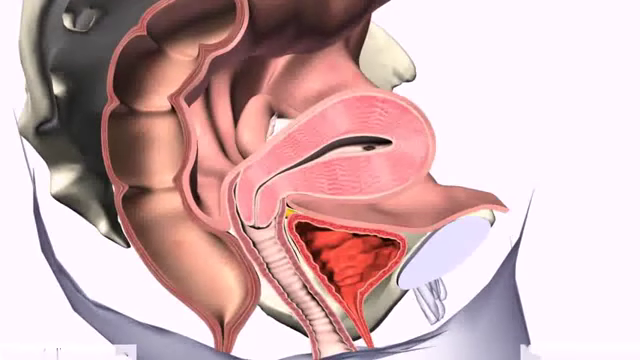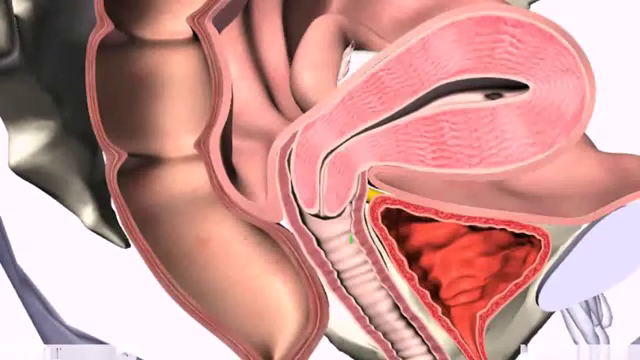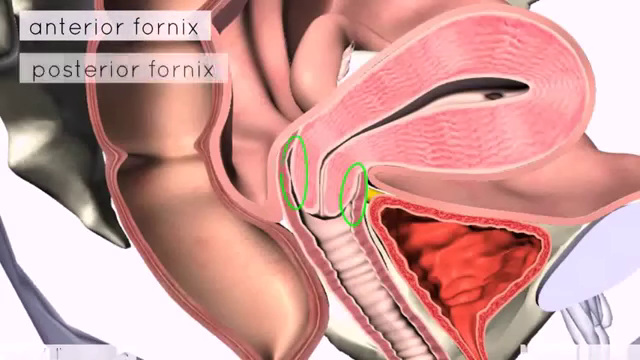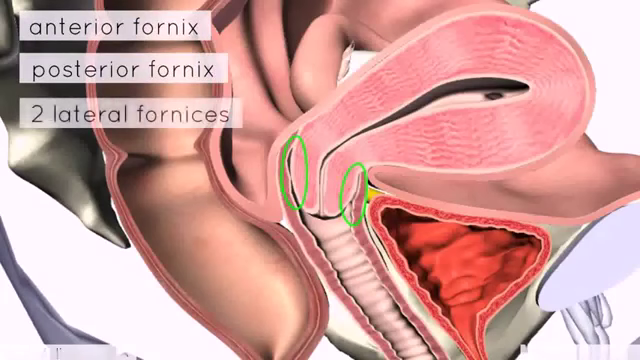So I've just come over to this nice cross-sectional model, and what I want to show you here is the way that the dome-shaped cervix protrudes into the vagina. So you can see this protrusion here. By protruding into the vagina in this way, the cervix creates recesses around it. So anteriorly you've got this recess here, and posteriorly you've got this recess here where the cervix meets the vaginal wall. So you've got these pockets around the cervix, and these are known as the fornix. So you've got an anterior fornix anteriorly, a posterior fornix behind, and you've got two lateral fornices.